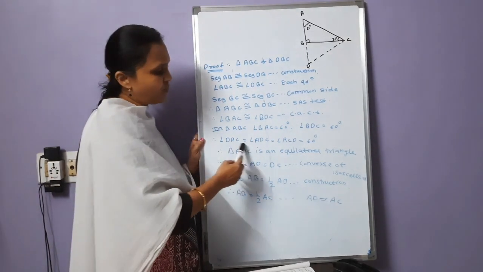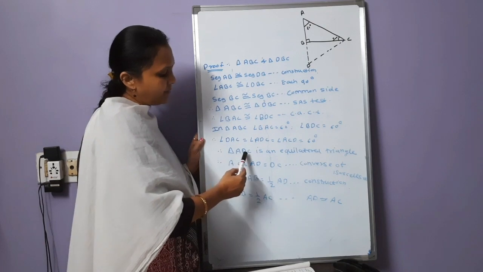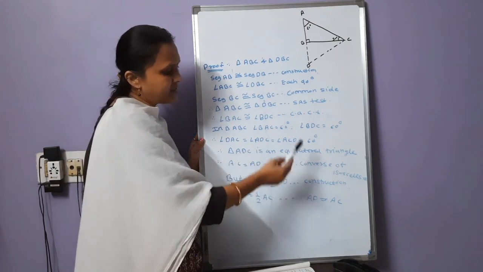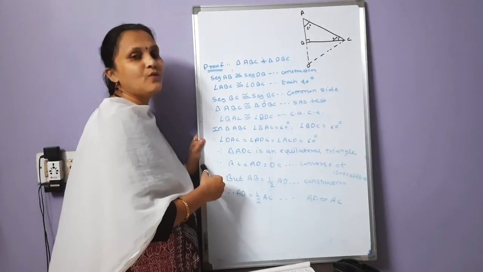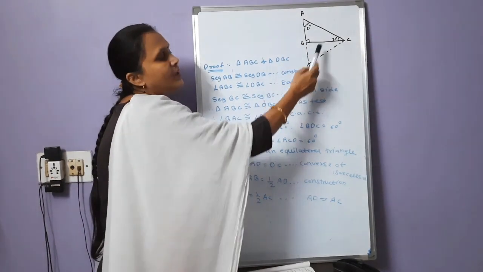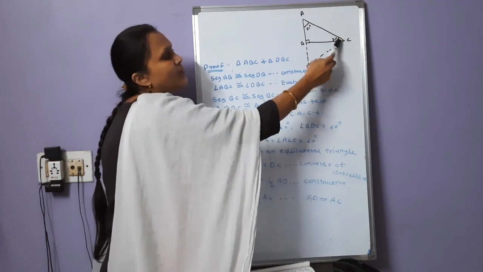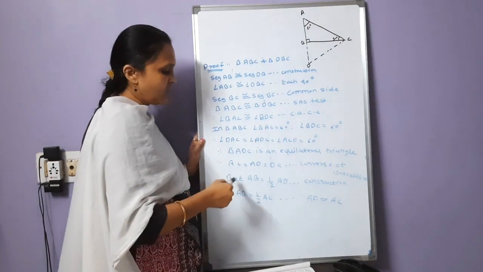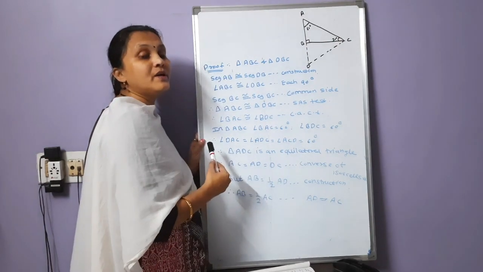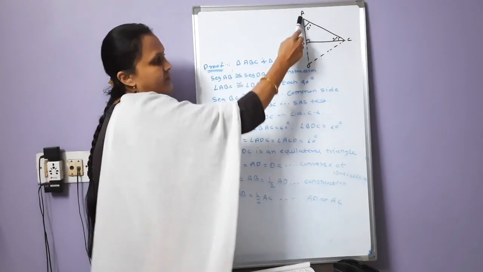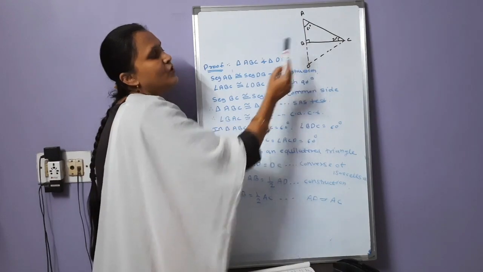So therefore we can say that triangle ADC is an equilateral triangle. In an equilateral triangle, AD equals DC equals AC. So here we can write AC equals AD equals AB. But here what we constructed, that is AB equals what?